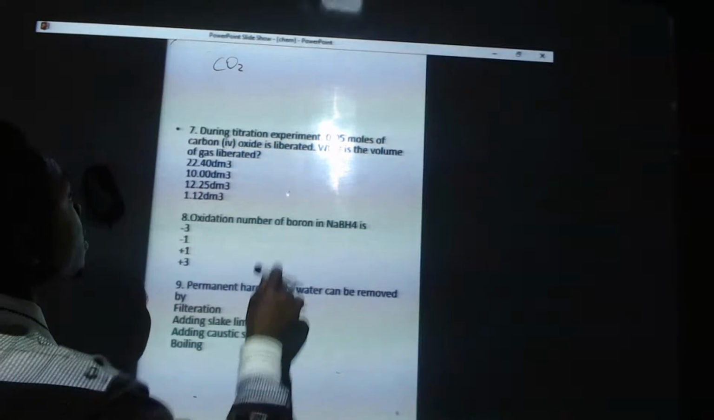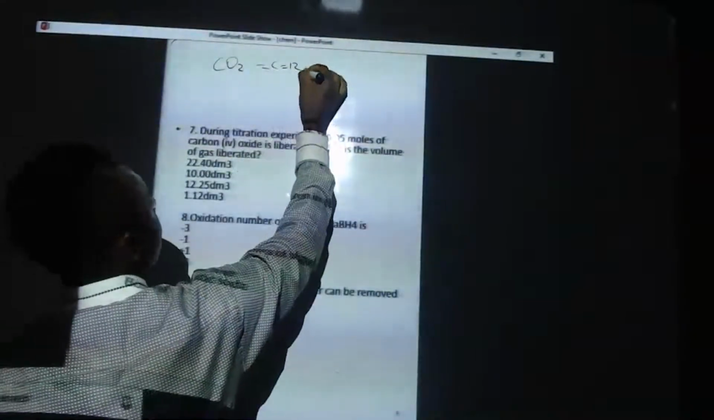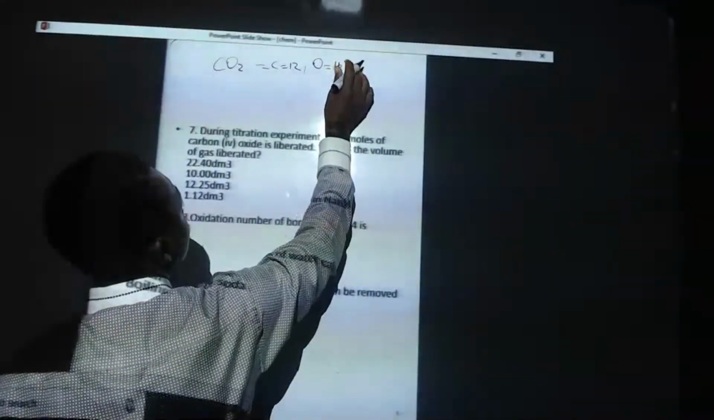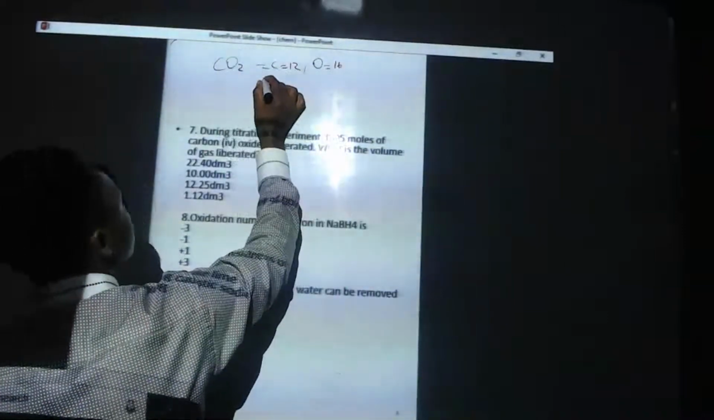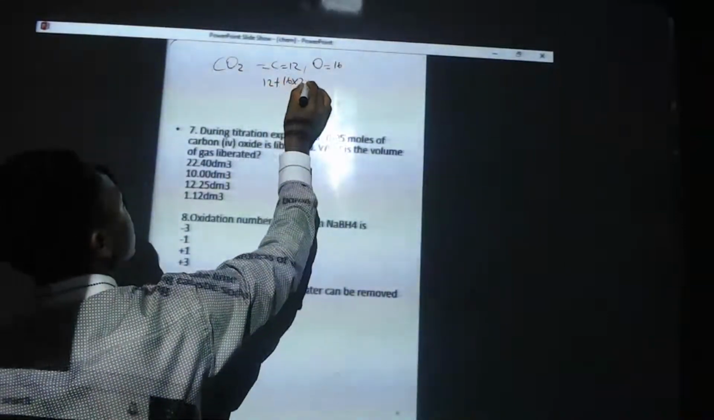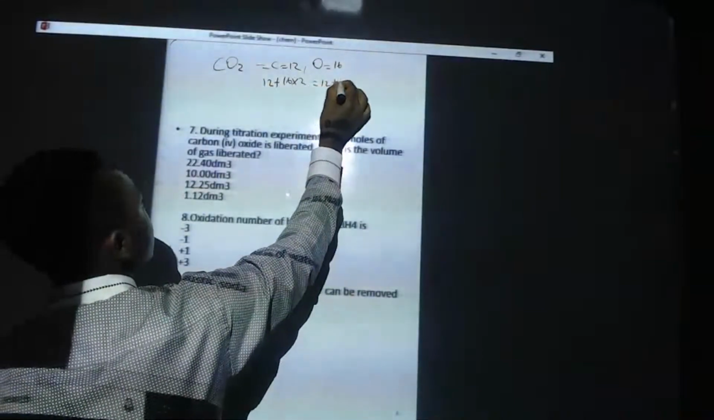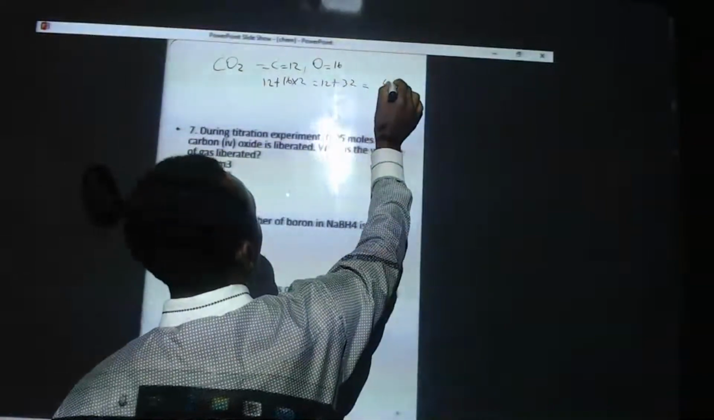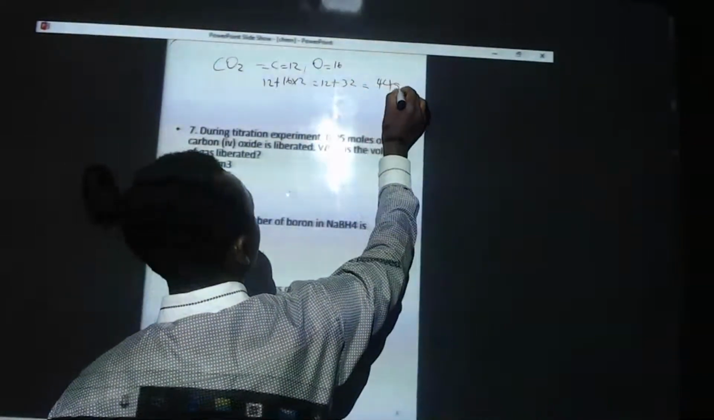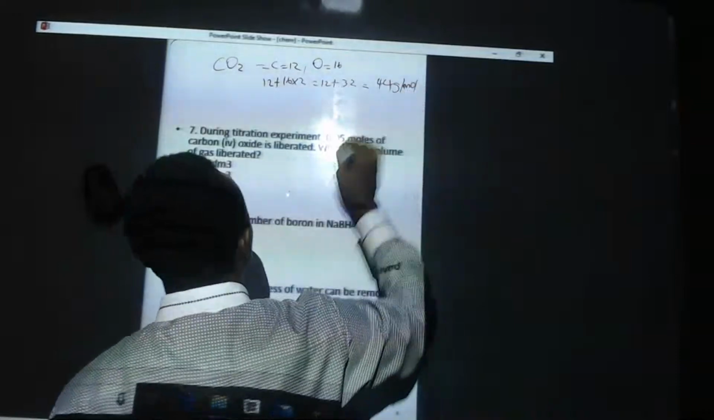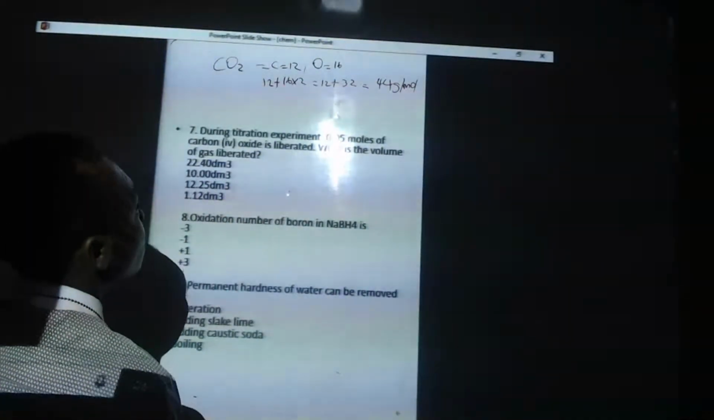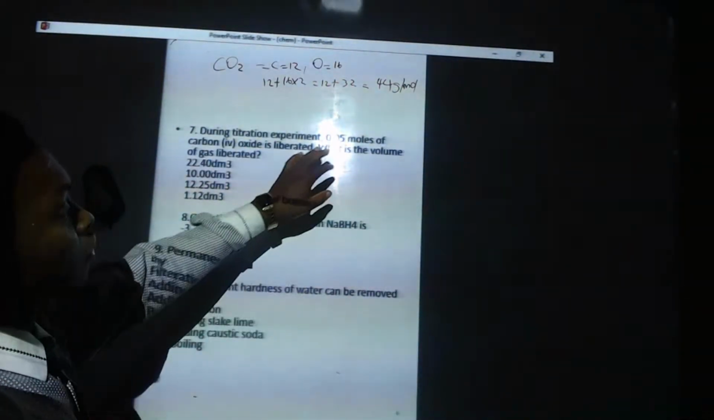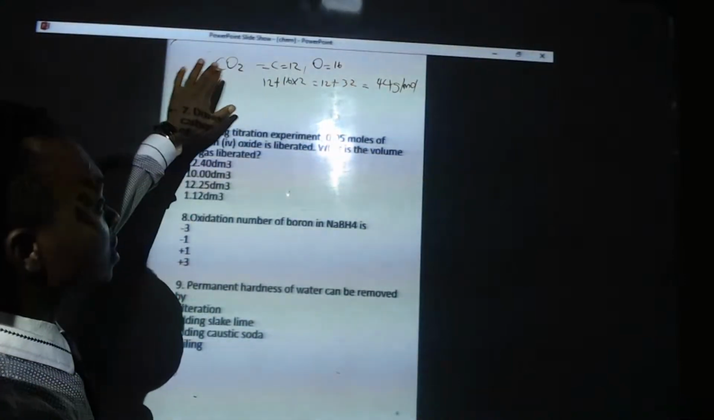Now remember that your carbon here is 12. In this case, they don't give all this, so you ought to know it. Oxygen is 16. So the molar mass of this is going to be 12 plus 16 times 2, which is equal to 12 plus 32. This is 44 grams per mole. Now 0.05 moles of this is liberated.